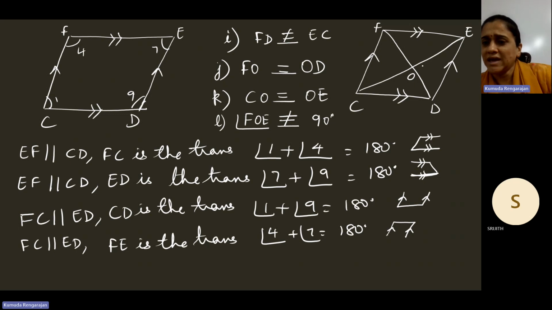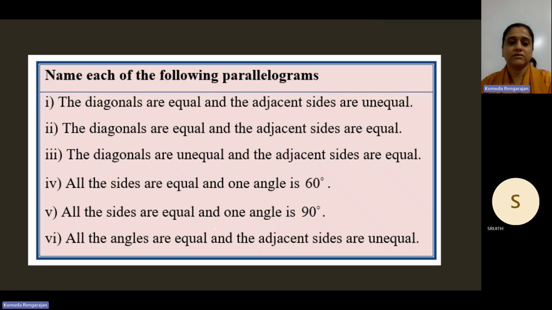It can be a 90 there, but that's not in a parallelogram. In a parallelogram, if this one is 90 degrees, then it's a rhombus. All right. Make a note of that: angle FOE, the dash is here, not equal to 90 degrees. All right.